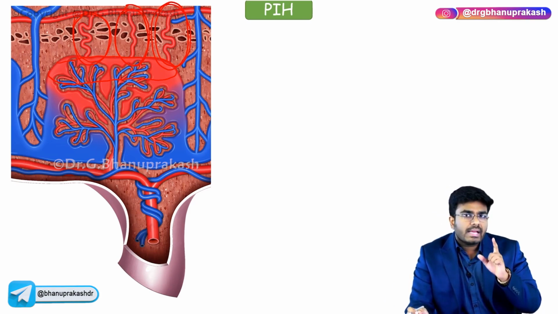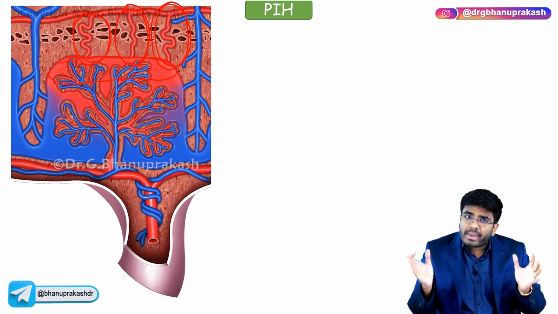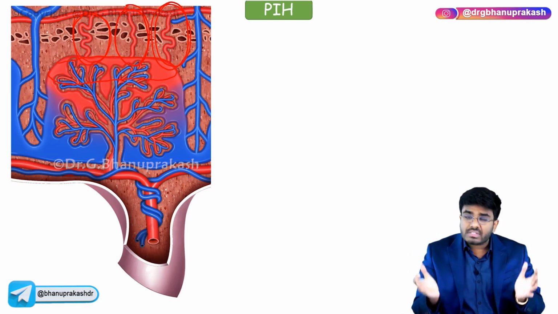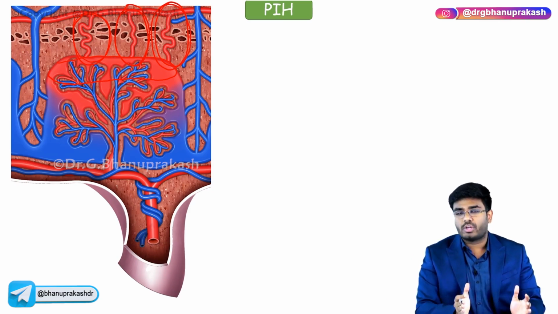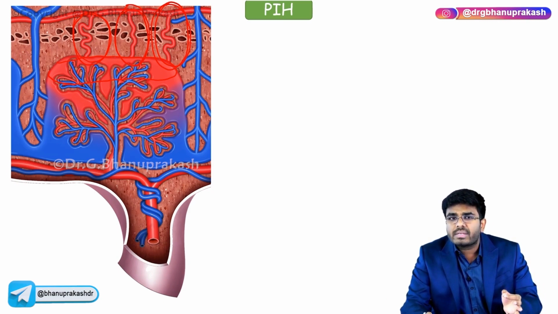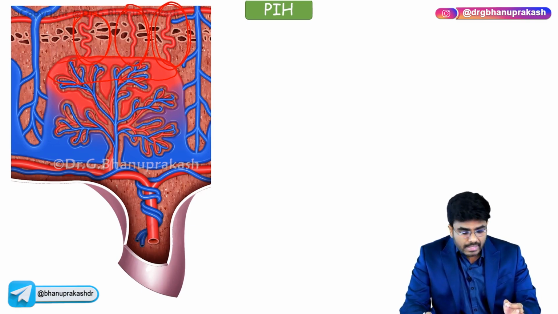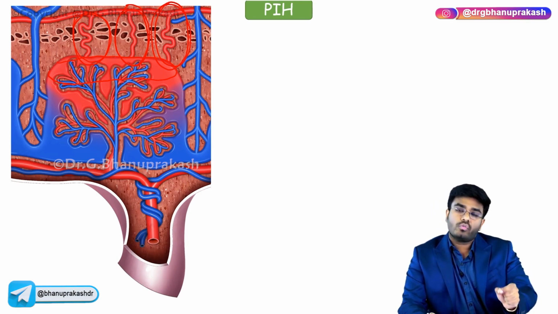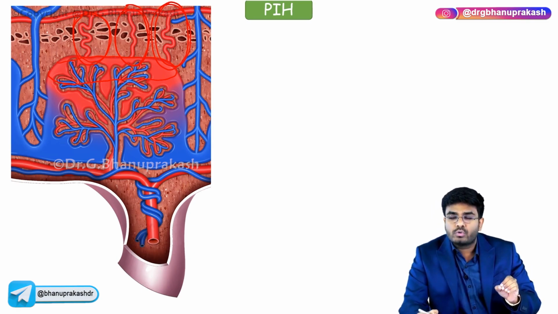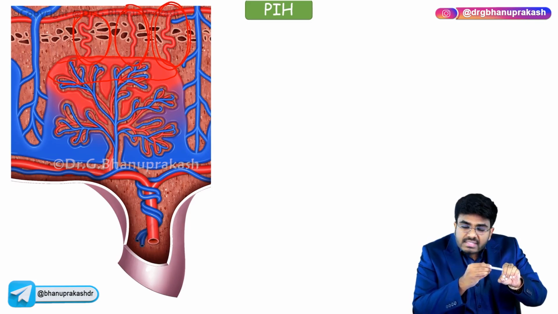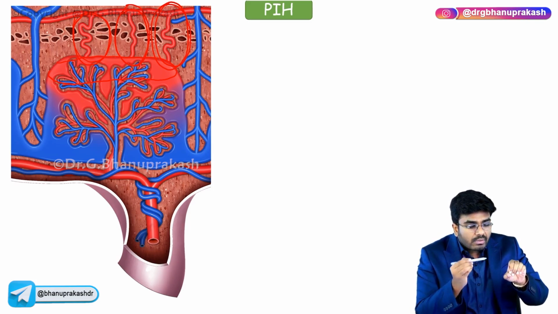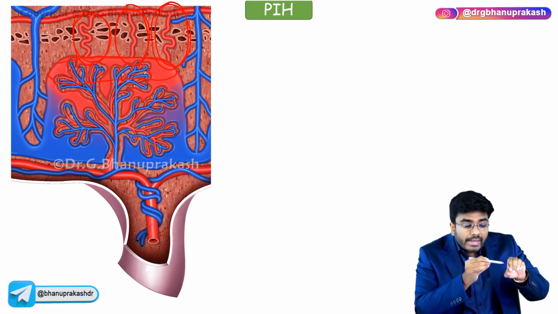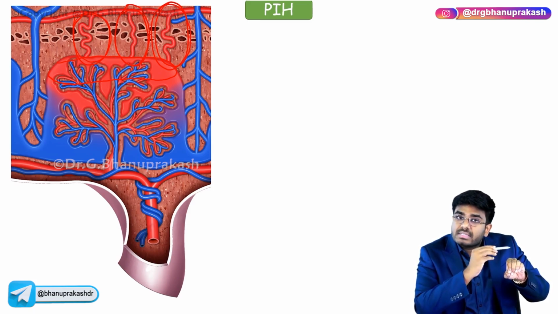I am repeating, guys, please concentrate. The entire pathophysiology of pregnancy-induced hypertension or preeclampsia revolves around this. It's a placental pathology. In a normal pregnancy, the spiral arterioles are invaded by the cytotrophoblast, and the cytotrophoblast replaces the endothelial lining. It also replaces the muscular lining.